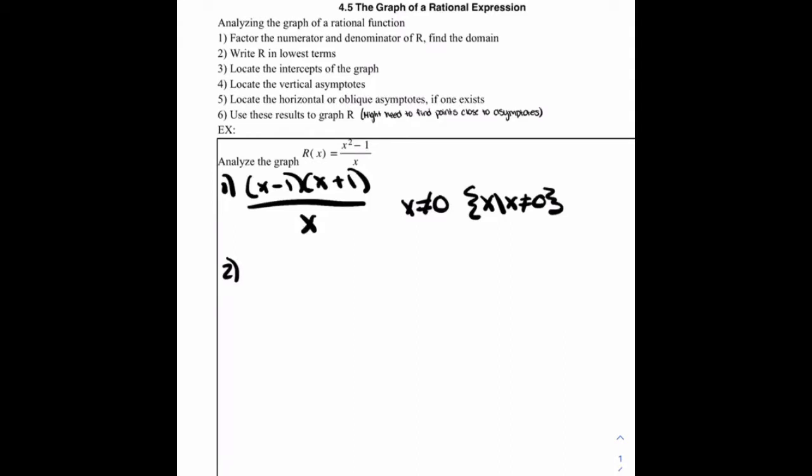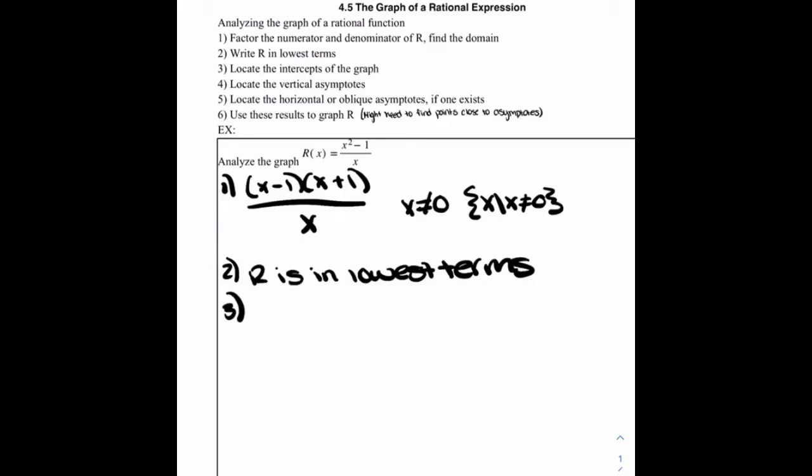Step 2, write in lowest terms. This is like factoring and simplifying the expression if it can be. If we look at the function, x minus 1 times x plus 1 over x, this cannot be simplified further. So r is in lowest terms.